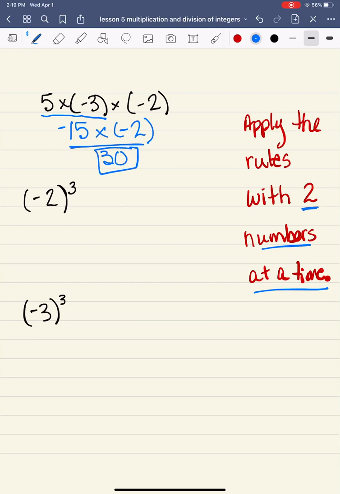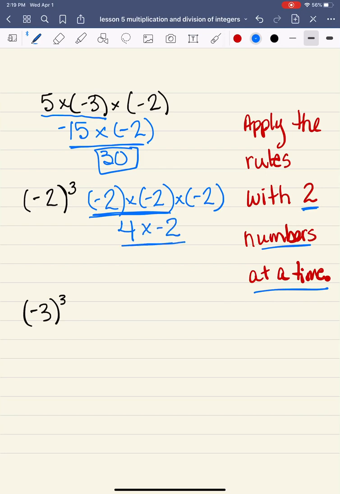Okay, the next problem, -2 cubed means -2 times -2 times -2. Okay, we're going to take the first two numbers there. Their signs are the same, so that would be positive 4. Then multiplying that by a -2, the signs are different, so that would be -8.